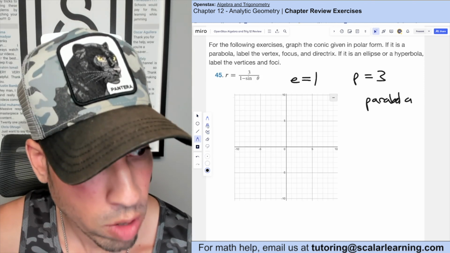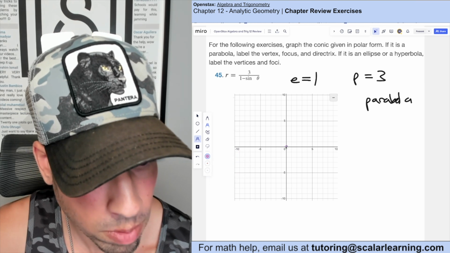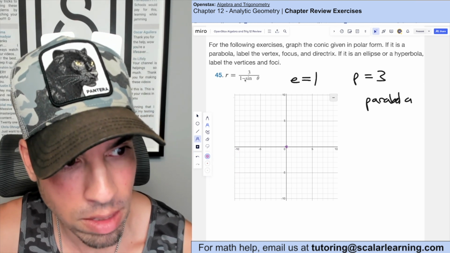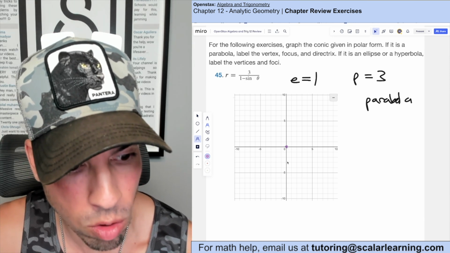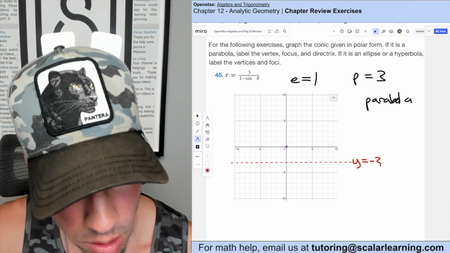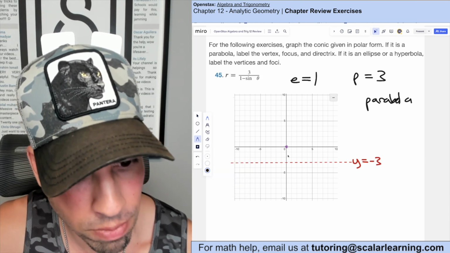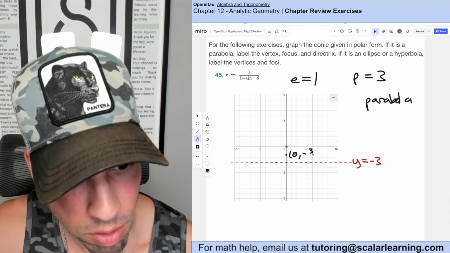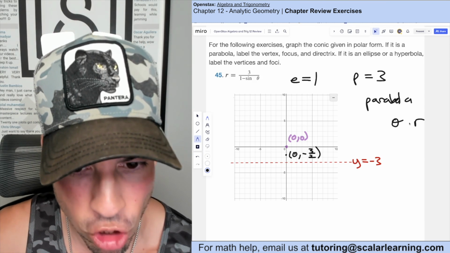And now we can start to graph this out, noting that our focus is going to be right here at the origin. And since I know that P is equal to 3, this is sine, and that's a minus, I know that the directrix is going to be 3 below the origin. So there's my directrix at y is equal to -3. Now the vertex of this parabola is going to be right in between the focus and the directrix at 0, -3/2.